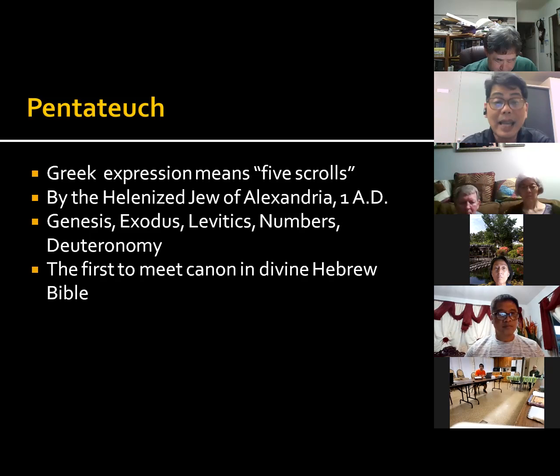The first to meet the canon in the Hebrew Bible is Genesis, Exodus, Leviticus, Numbers, Deuteronomy. And we say that because they are most quoted not just by the New Testament, but also by the Old Testament prophets. David quoted Moses many times. Even by the time we get to before the United Kingdom, which is the Judges period, they were already quoting the scrolls of Moses. They were already quoting Moses and how they need to maintain the lifestyle and the covenants that God had made.